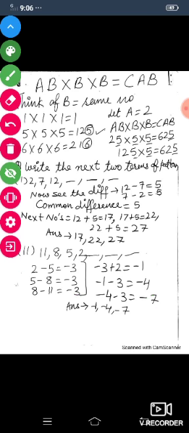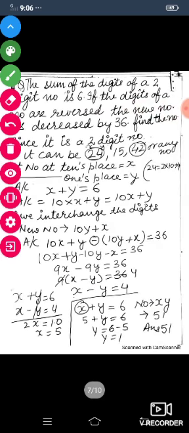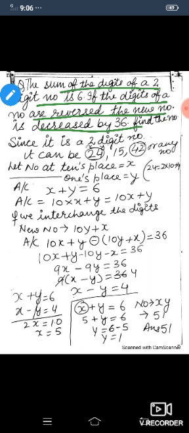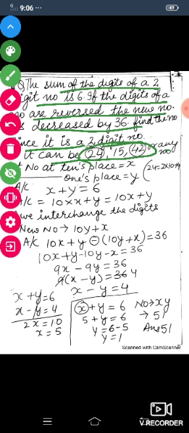Now class, another question which is the most important question of this chapter. The sum of the digits of a two-digit number is 6. If the digits of the number are reversed, the new number is decreased by 36. Find the number. Please give full attention to this question. Since this is a two-digit number, just think of a two-digit number in your mind. It can be 24, it can be 15, or it can be 42, or any two-digit number. Now how will you write a two-digit number?